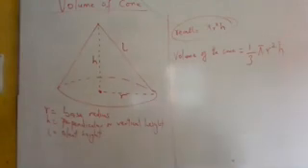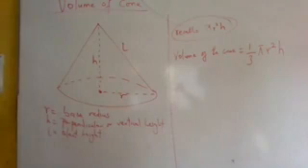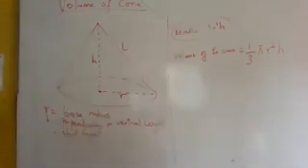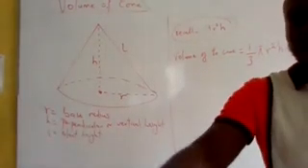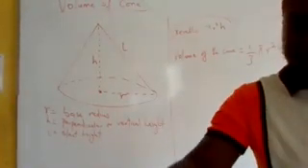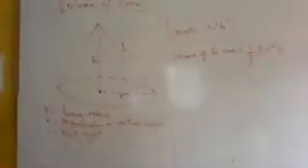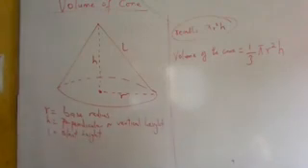Recall that of a cylinder was what? Pi r square h ordinarily. So for a cone, it will now be 1/3 pi r square h. So it's that simple. Now, but you should note something.